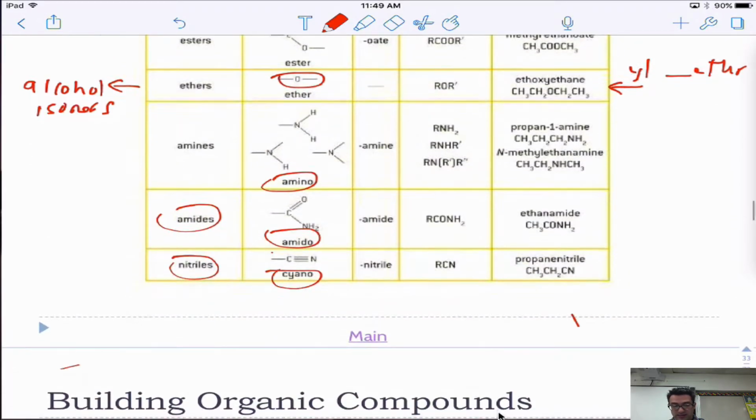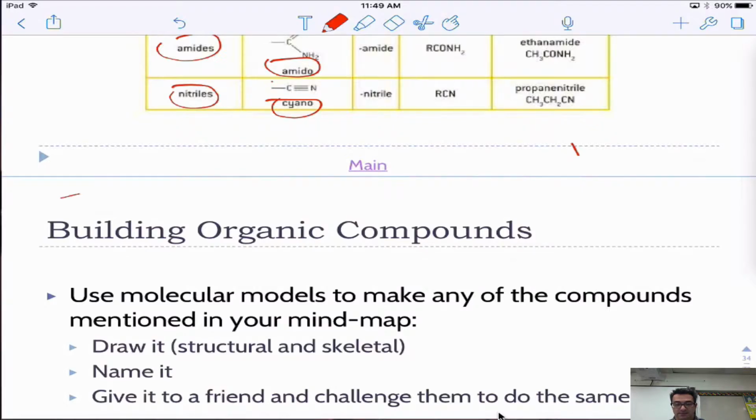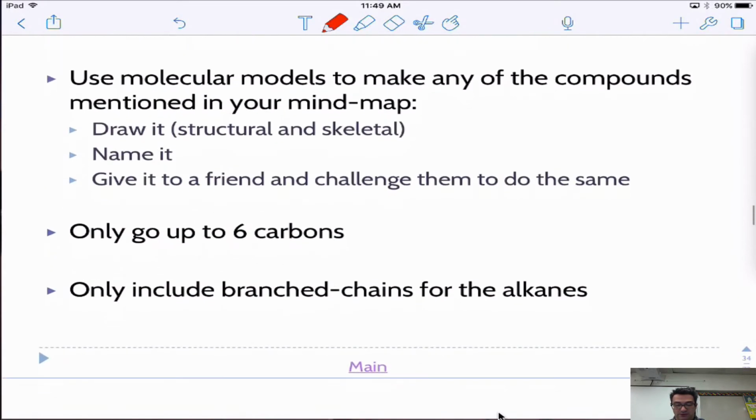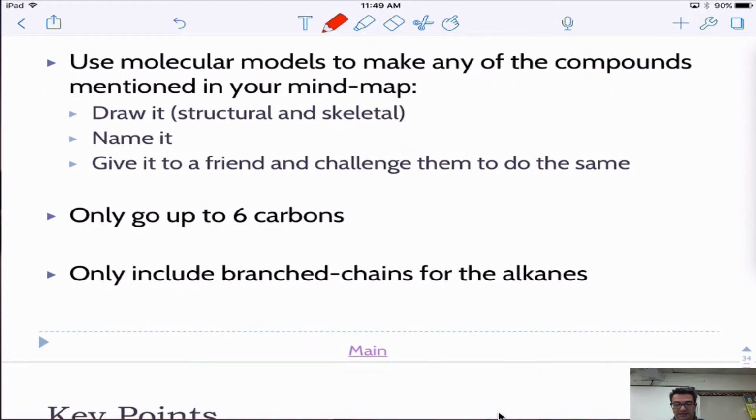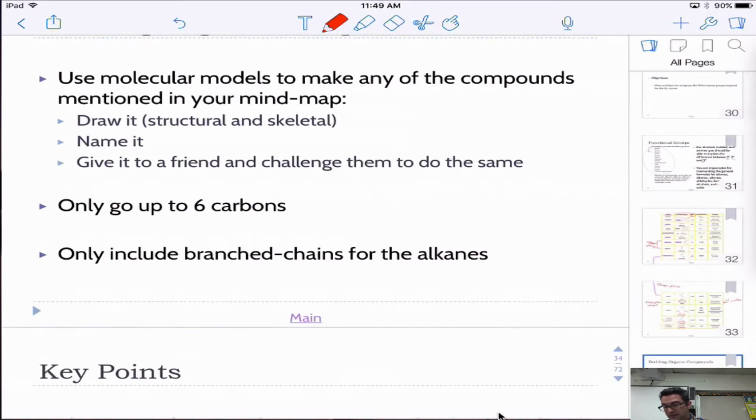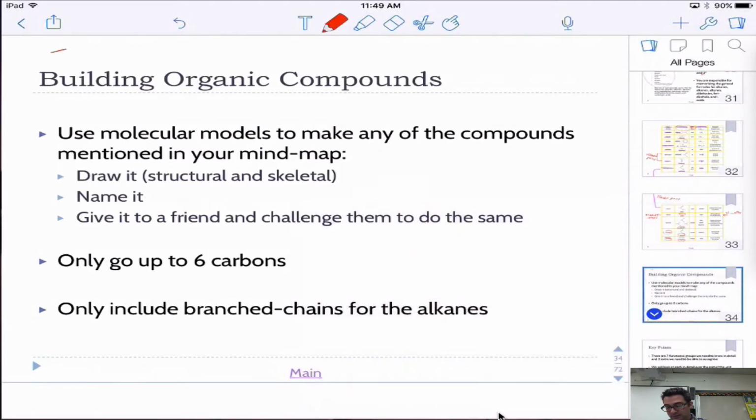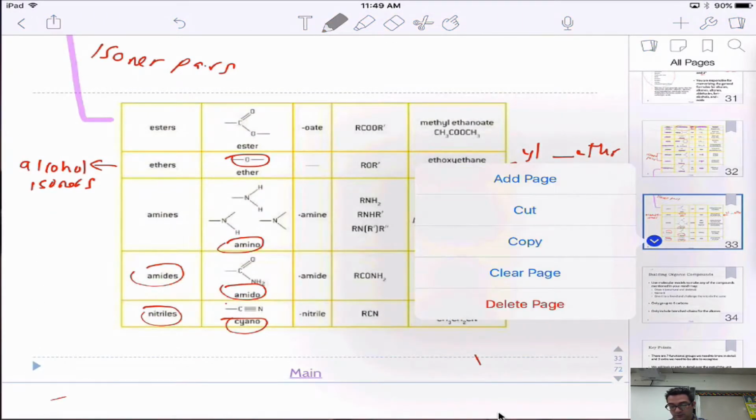Okay, so how do we actually go through and do this? How do we name these compounds? And you should have an idea of how to name each of these functional groups. So what I'm going to do is insert a page here, and we'll go through how to name each one of these, at least a few of them. Let's add a page.